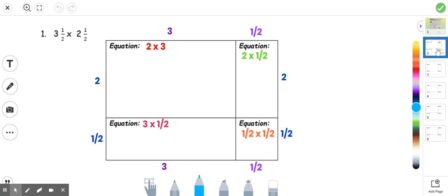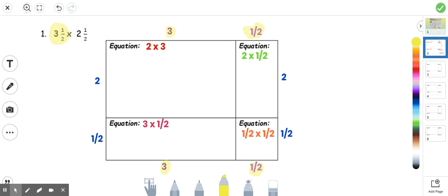I went ahead and set this up for you to show you how we use the array, just like we use an array when we break our numbers apart with multiplication of whole numbers. So my first mixed number is 3 and a half. I take that number and break apart the whole number and the fraction. So I put my 3 here and my half here. And then I also put my 3 down here and my half there.